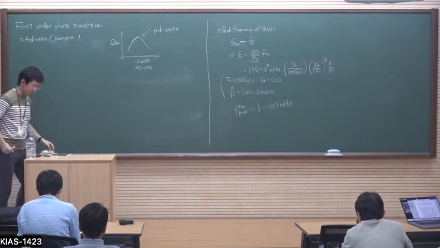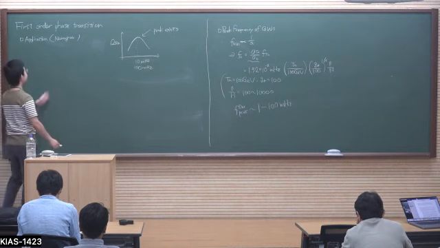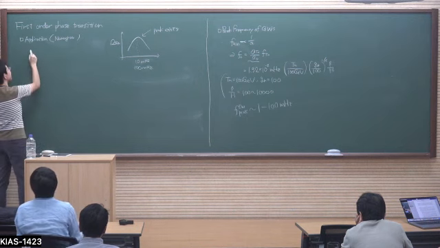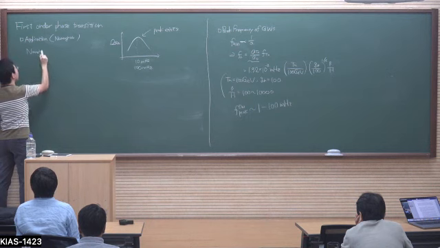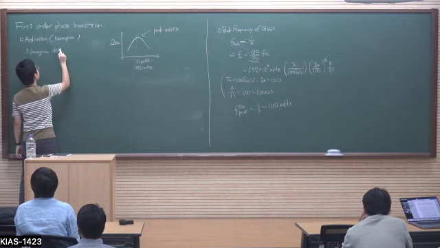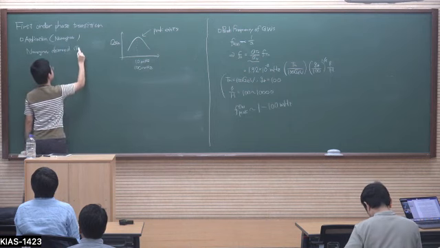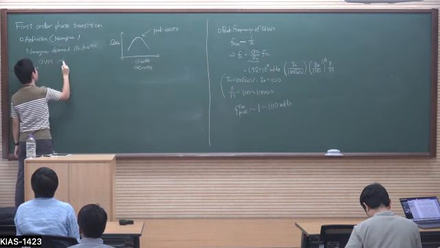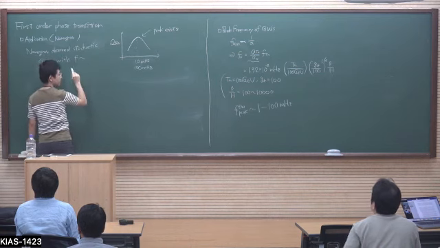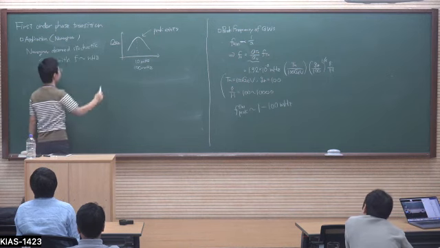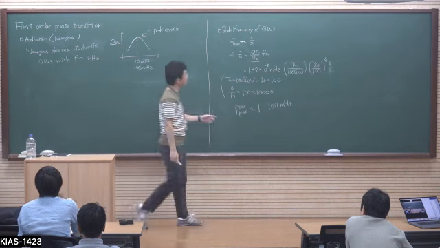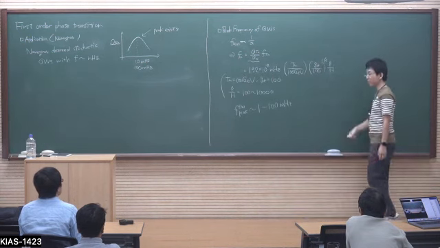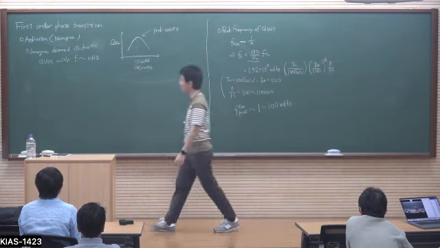As you may know, recently NANOGrav observed the stochastic gravitational waves, with a typical frequency around nanohertz. So by using this formula, we can discuss whether the electroweak phase transition can explain the NANOGrav result.